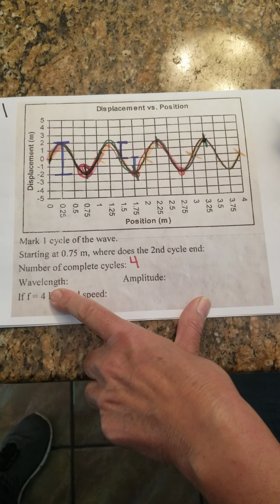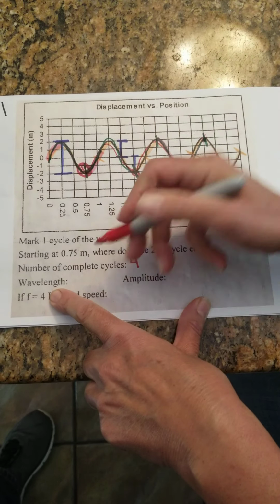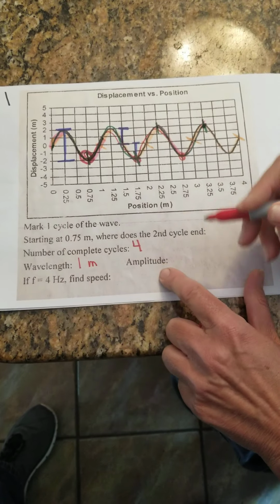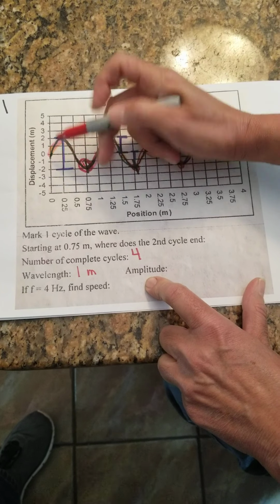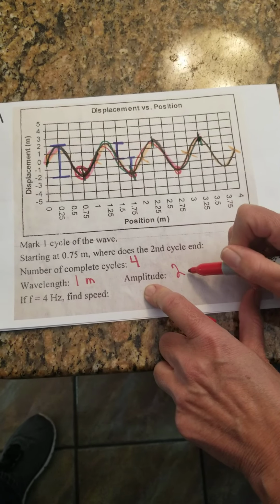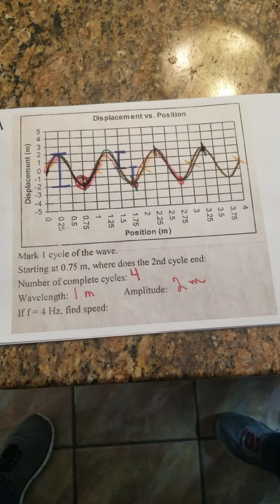Wavelength, we've already figured out. The distance from crest to crest, we said was 1 meter. Amplitude, we already figured out. We said it's from the 0 to the crest or the 0 to the trough. So we said that was 2 meters. And it's giving us frequency, and it says find speed.